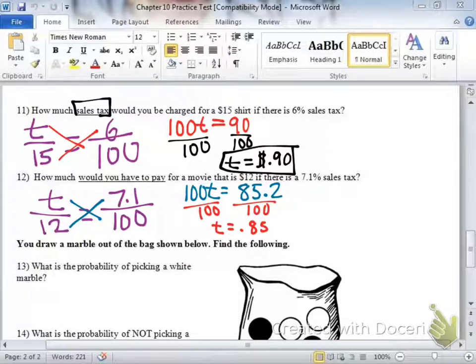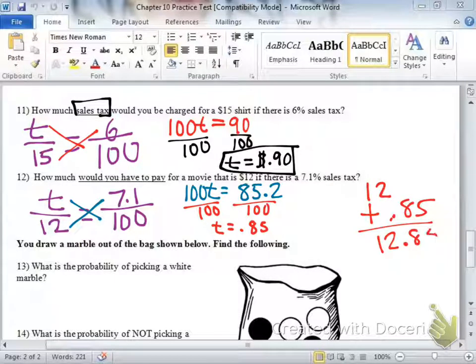That's the hundredths place. Then I'm going to add that to the price because I want to know how much I'm going to pay after sales tax. So start with the original, add the sales tax, that gives you the total.